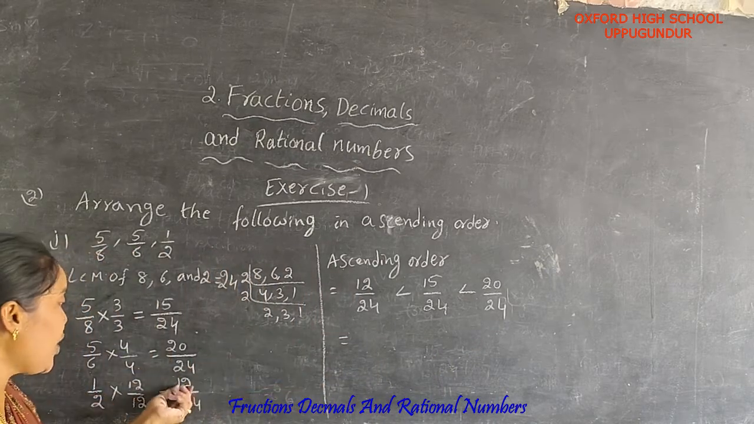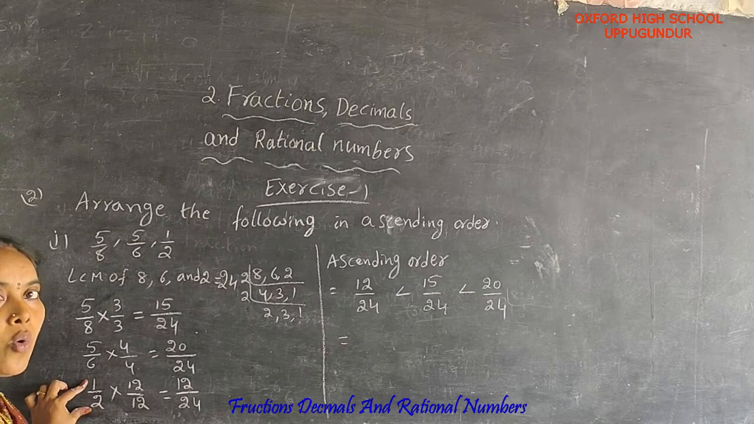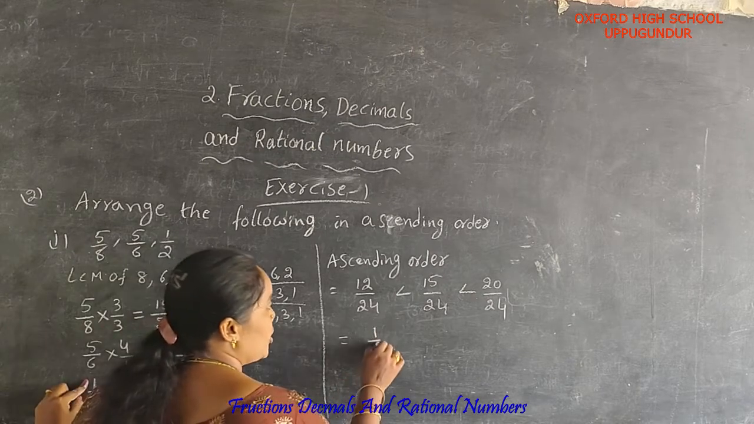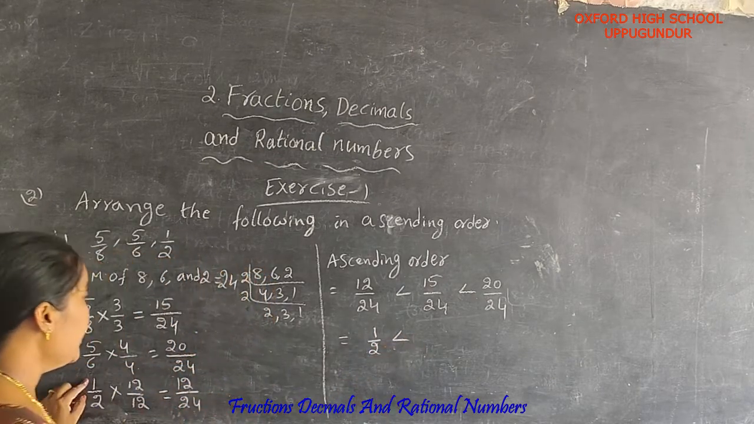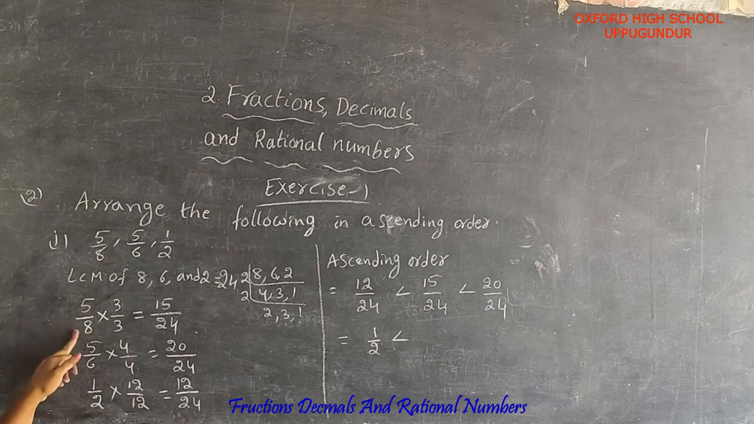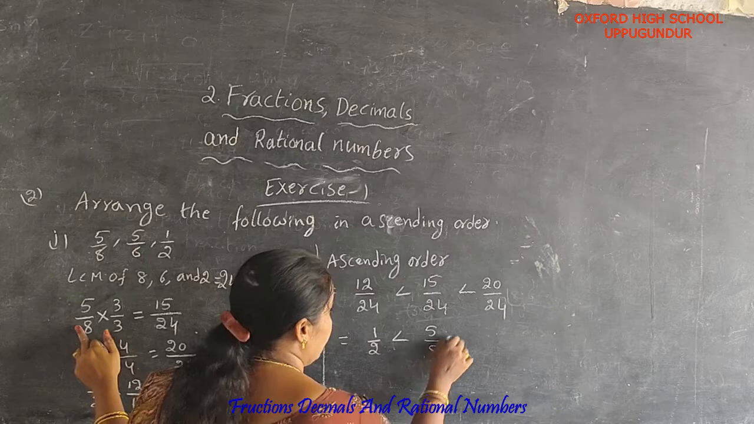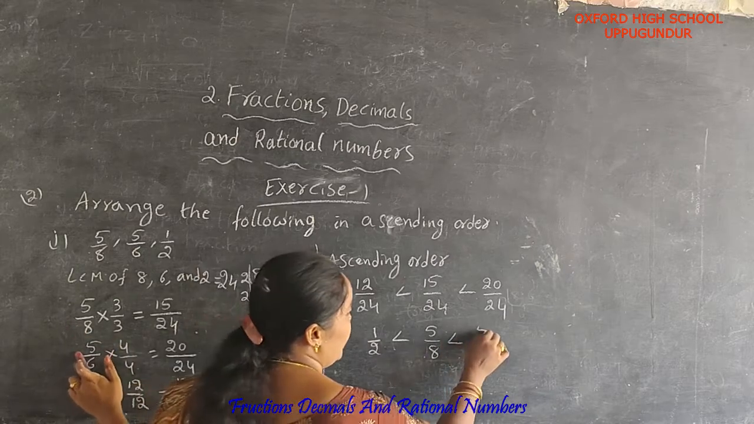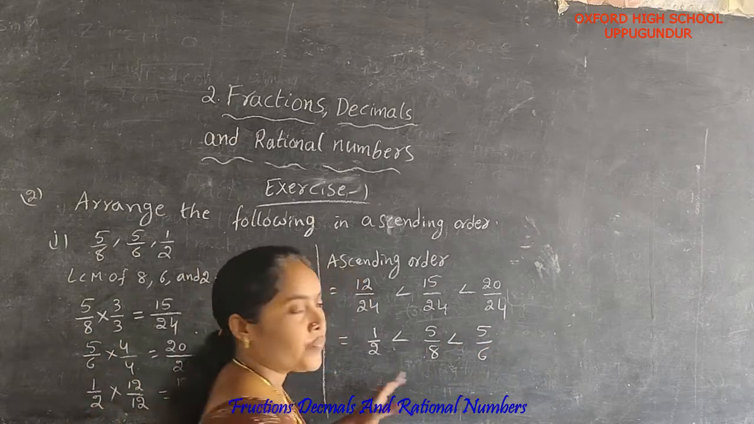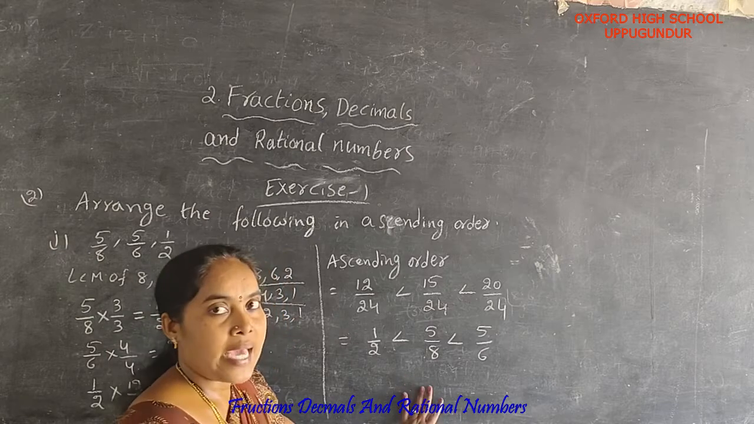Now the real fractions, right? 12/24 means the given fraction 1/2. 1/2 is less than 15/24, which means the given fraction 5/8. 5/8 is less than 5/6. This is the ascending order.